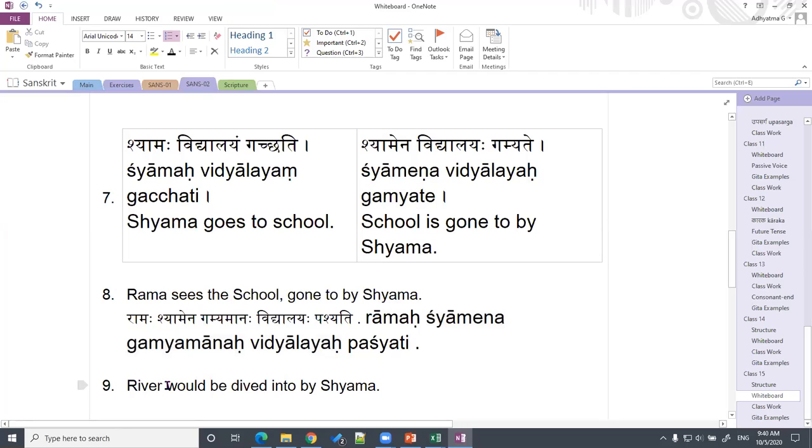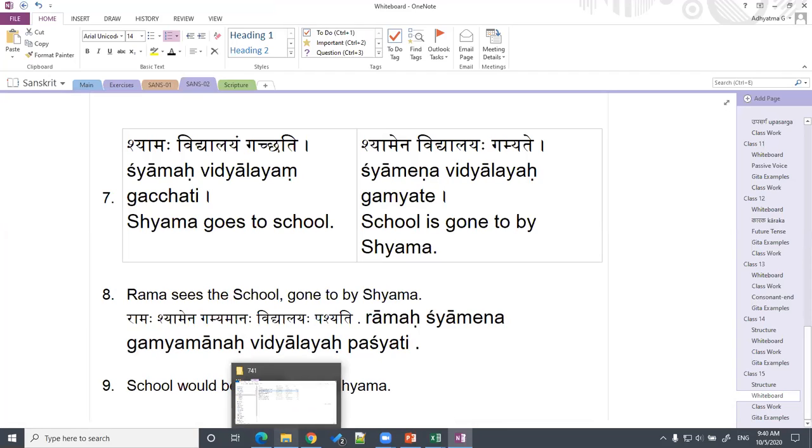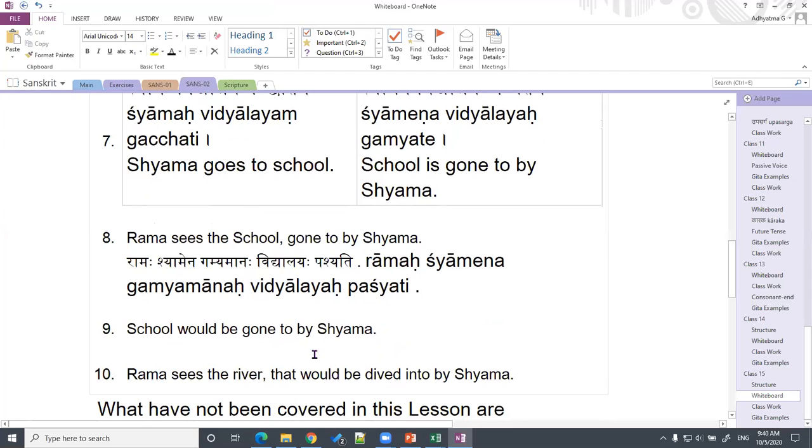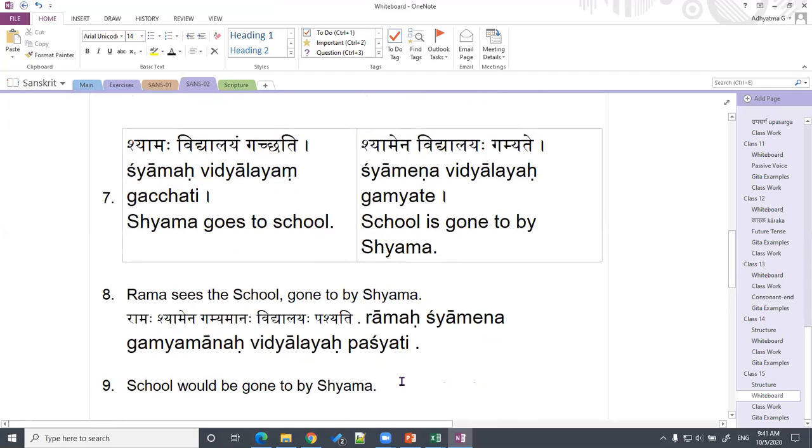So we can also change this here. School would be gone to by Shyama. So this is the future passive. And this is the present passive participle. Now if I say future passive, you will say school would be gone to by Shyama. So how will you do that?